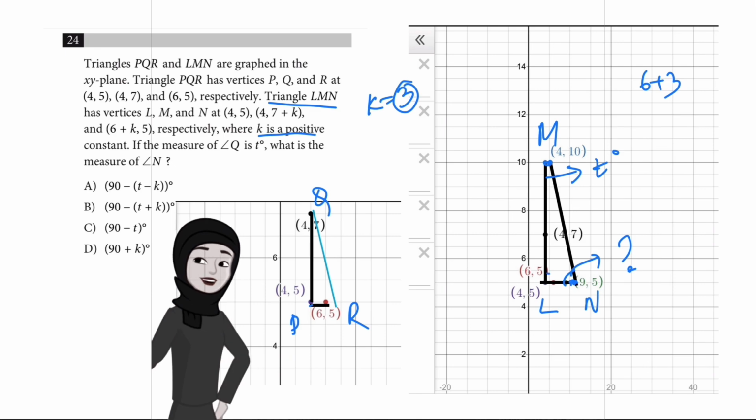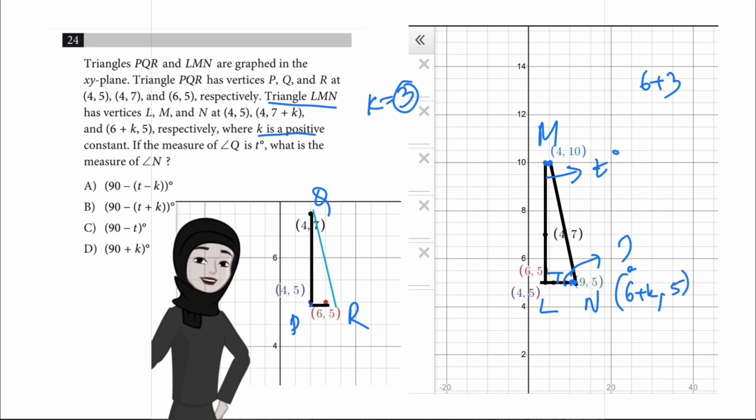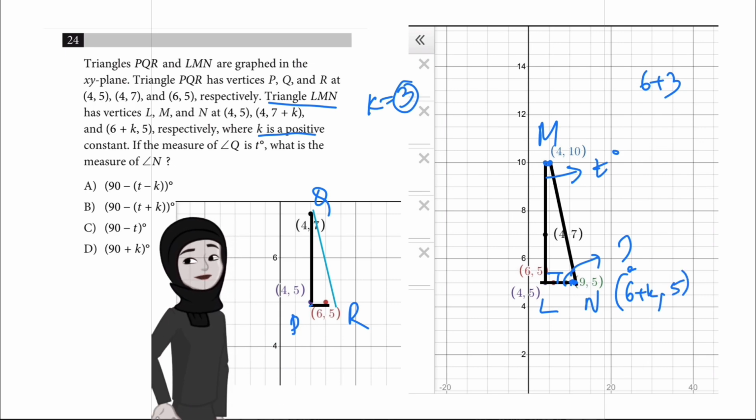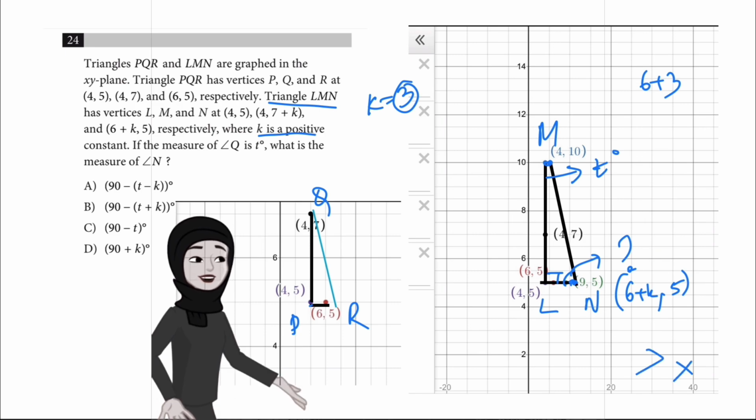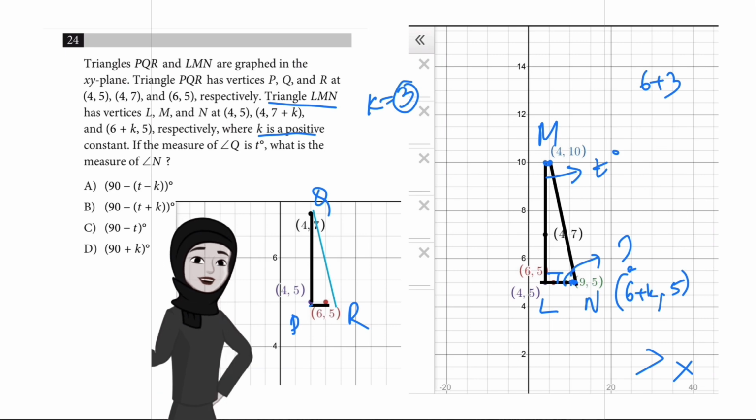So again you see a right angle triangle gets formed here also. Since L is (4, 5) and N is, in the given case, (6 plus K, 5), you can see that LN will be parallel to the x-axis, and it has a length of K plus 2. Therefore, the triangle LMN is again a right isosceles triangle where angle L will be 90 degrees.